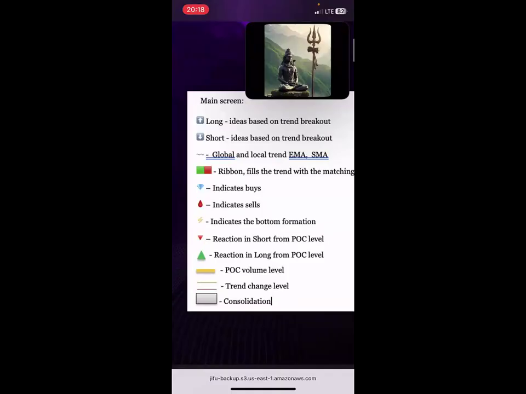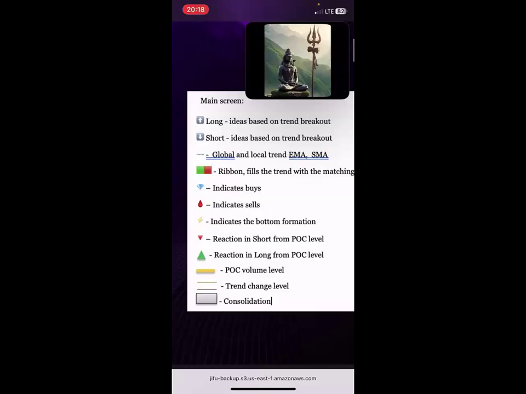Now, this yellow line is called the POC level, the point of control. That's your price. So once you see it there, you should know what it means. Then the green and the red line, I'm going to show you on the charts. It means once the market wants to change trend, you are going to see all these things.